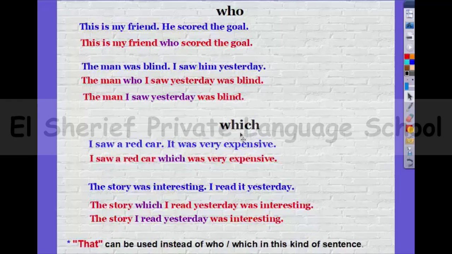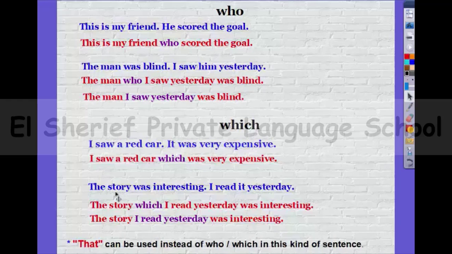Okay, as we said before, this relative pronoun is used to refer to objects. As we did before with who, we're going to do the same with which. So here is the first example. I saw a red car. It was very expensive. So we are going to drop the full stop and we're going to drop the subject pronoun it. So the sentence is going to be, I saw a red car which was very expensive. Notice here that which in this case is the subject of the relative clause, which was very expensive.